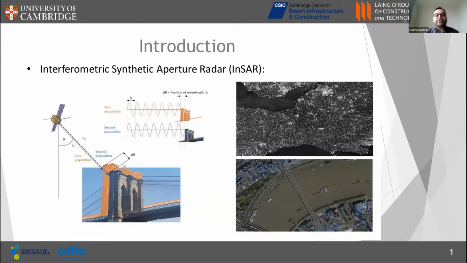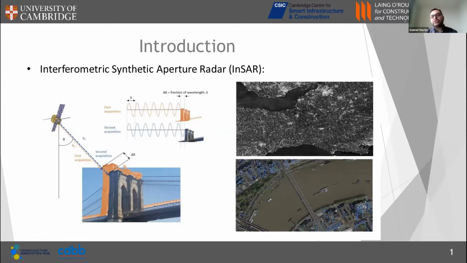For infrastructure monitoring, there is one particular type of technology that is very useful in this case, which is interferometric synthetic aperture radar, which allows us to measure very little displacements on the objects observed on the line of sight of the sensor. What happens in SAR images is that the satellites emit a signal. This signal is backscattered by the different objects on the surface of the Earth, and then we receive the backscatter signal, we form an image.